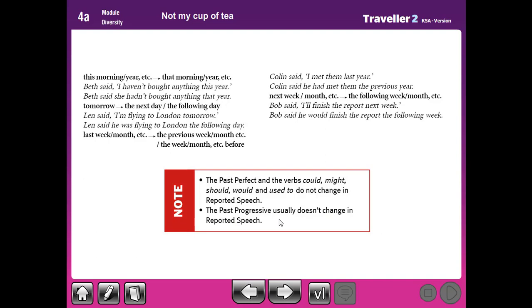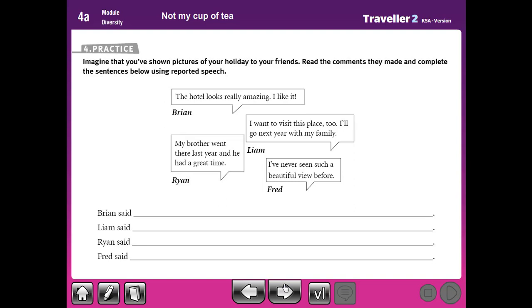So we have "I was playing," and we change only the pronouns: "he was playing," right? So we don't change the past progressive. But in some books, they change the past progressive into past perfect progressive. But note that here in this course we change the past progressive. Here we go to the practice in the student book.